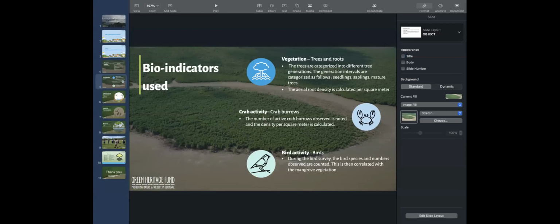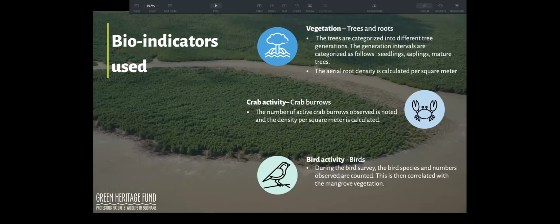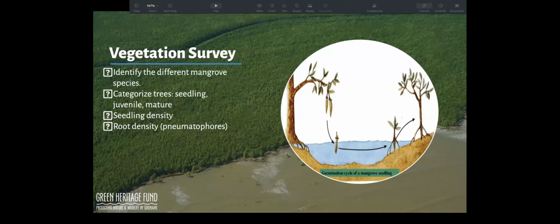So for the vegetation survey, we look at the trees. We identify every tree within a plot, a 10 by 10 plot. We identify them on a species level, and that can be either the black, white, or red mangroves, because those are the mangroves that grow in Suriname. Furthermore, we categorize every single tree within the plot by height. Every tree below 1 meter is considered a seedling, trees from 1 to 3 meters are considered saplings, and trees above 3 meters are considered mature trees.